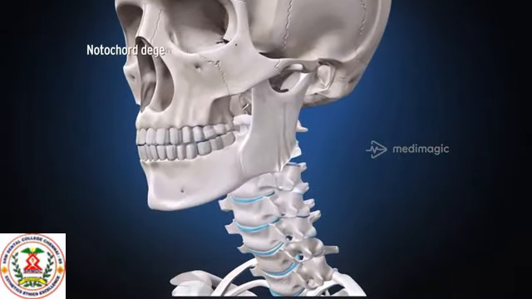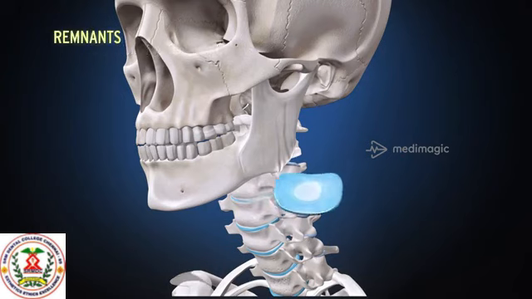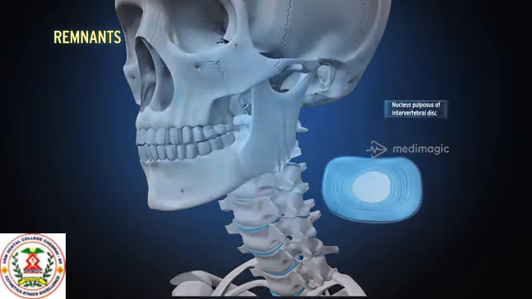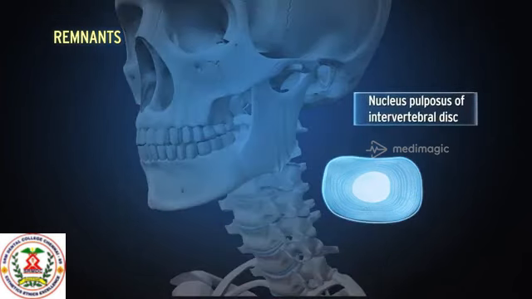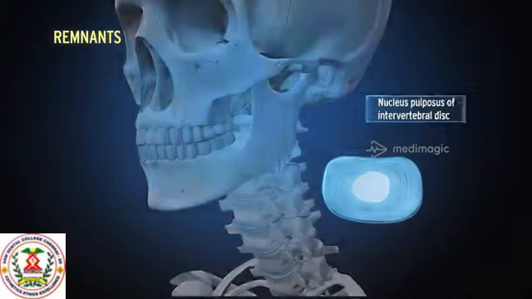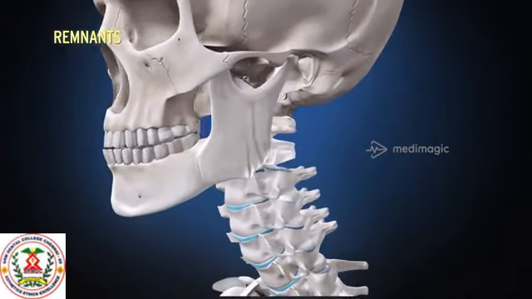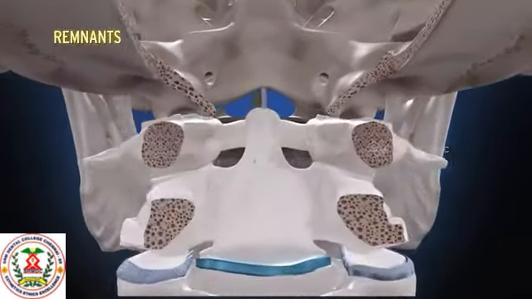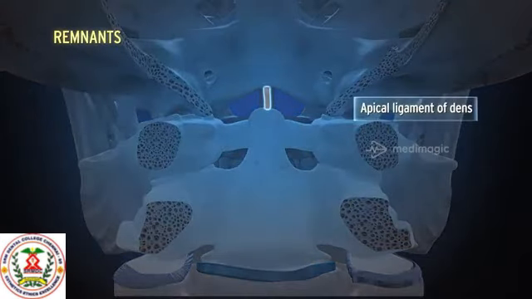The notochord degenerates with the beginning of the formation of the vertebral body. The remnants of the notochord remain as the nucleus pulposus of the intervertebral disc and the apical ligament of the dens.